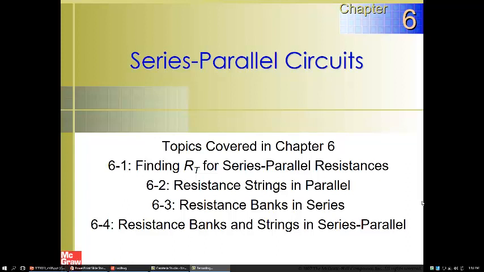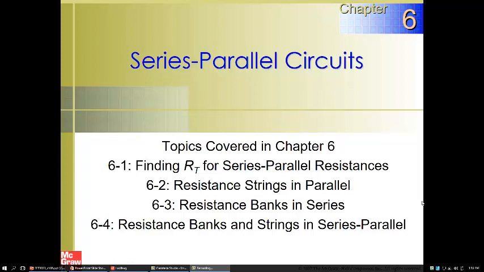The topics that we're going to cover in this chapter will be finding the total resistance of a series parallel resistance. In other words, when we have a circuit that contains resistors in parallel and resistors in series, we are going to find the total resistance for the circuit. We're also going to analyze the resistance strings in parallel and resistance banks in series.